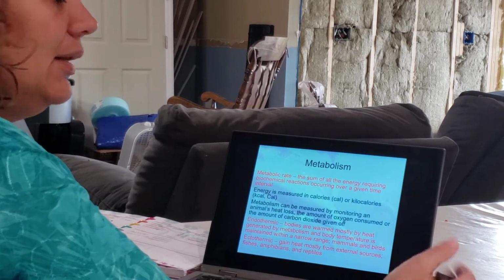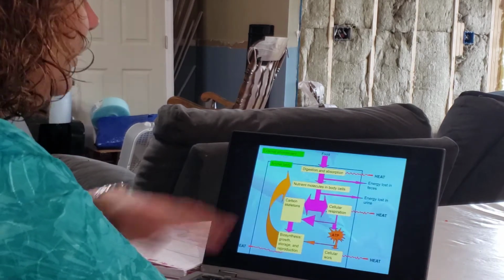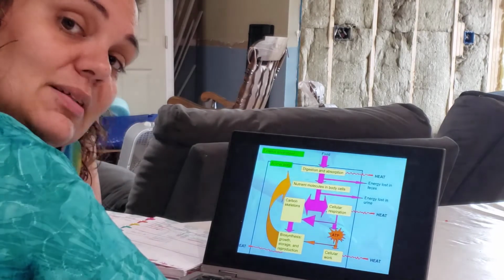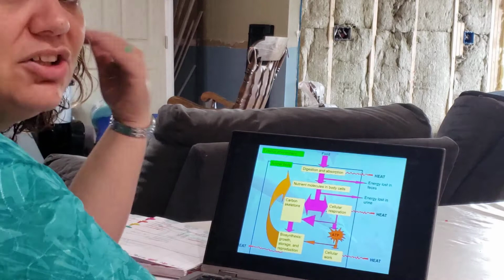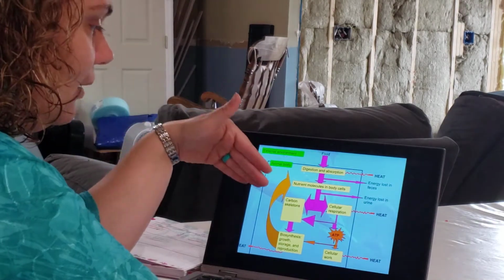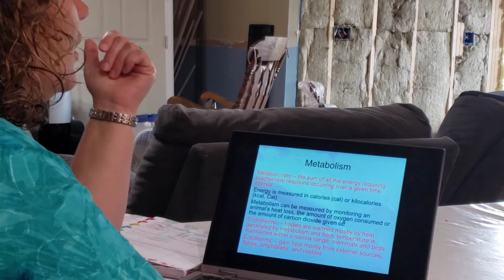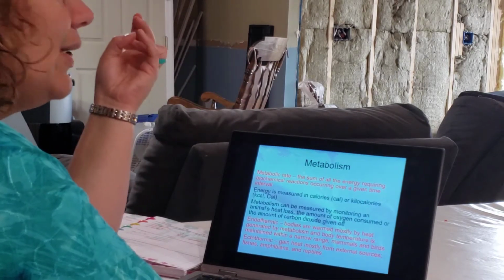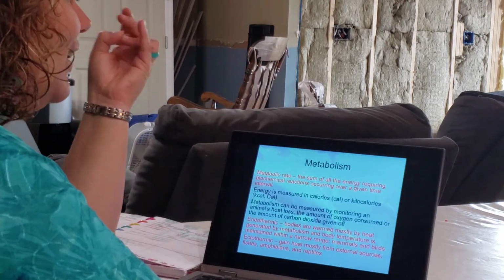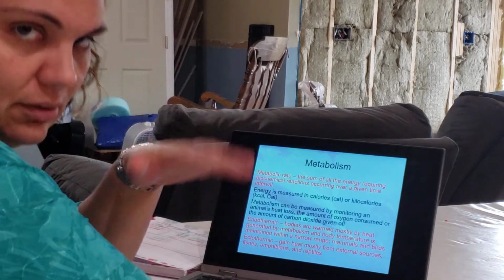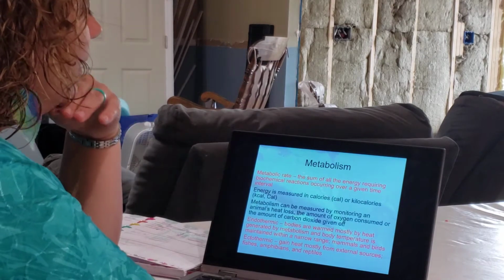Metabolism, metabolic rate. Basically this is your metabolism. So remember we said back in the day that metabolism was the sum of all the chemical reactions in your body. That's what we're talking about, right? We just summarized every single possible thing that happens in your body. The sum of all the energy requiring biochemical reactions occurring over a given time interval. It can be measured in calories, or in our case, truly kilocalories, right?